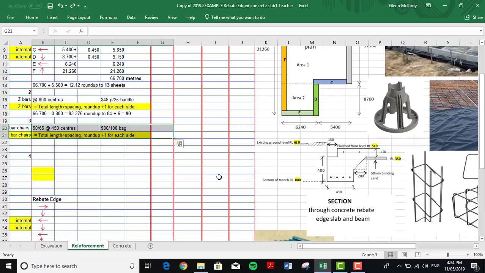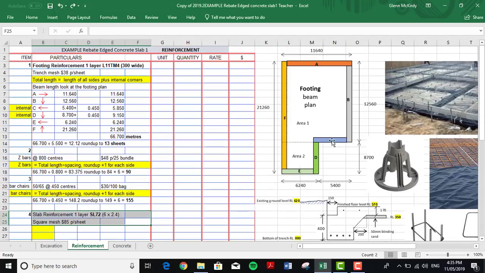Then our bar chairs, we have them at 450 millimeter centers. So we've got to get the total length divided by the spacing, round up. So our total length is our 66.7 divided by our spacing, and then we came up to 148.2 and we rounded up to 149 plus 6 sides, gave us 155 bar chairs. Then we go for slab reinforcement.